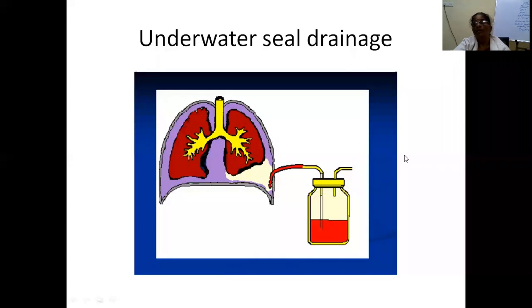When there is any pressure, massive effusions, massive empyemas, or pneumothorax, tension pneumothorax, all these conditions, there will be high pressure in the pleural space. So immediately the fluid or air rushes into the tube down into the jar. Sudden decompression of the pleural space will cause sudden expansion of the lung, and that will lead to pulmonary edema.